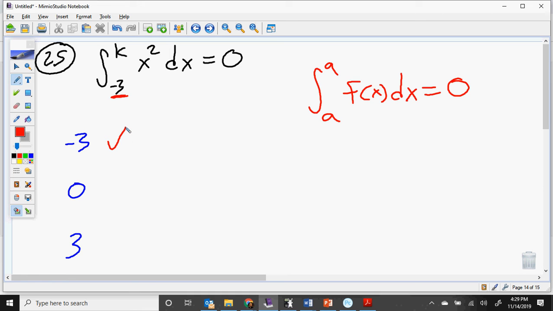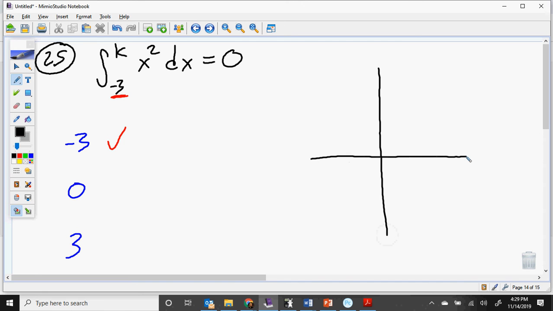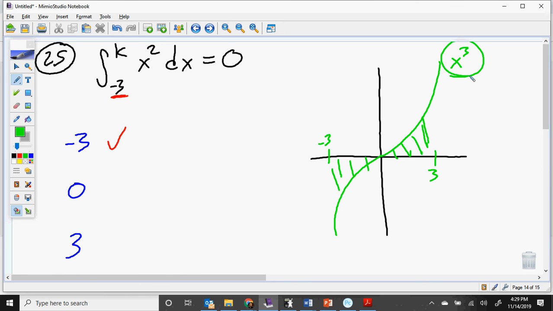Now the other possibility, because that doesn't mean that's the only possibility, is what if I had some positive area and some negative area, and they cancel each other out, and I get 0. So for instance, we talked about in class, if we had this one right here, this was x cubed. If I did this from negative 3 to positive 3, then this area would be positive, this area would be negative, they'd cancel each other out, and I would get 0. But this is x cubed, and that's not what they gave me. They're asking me about x squared.